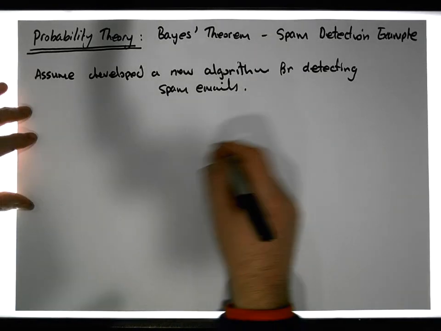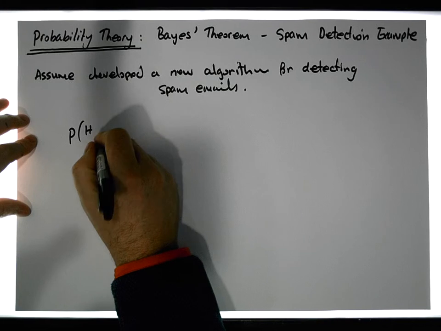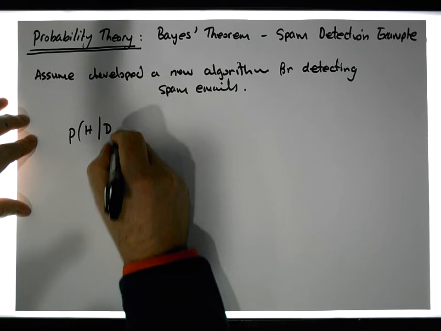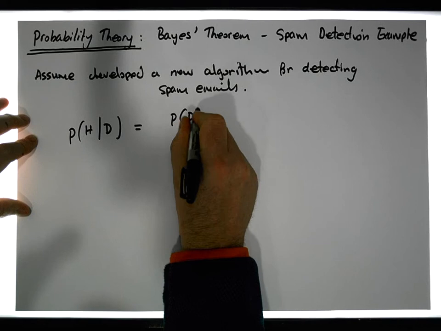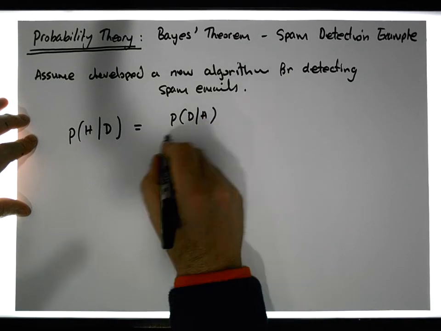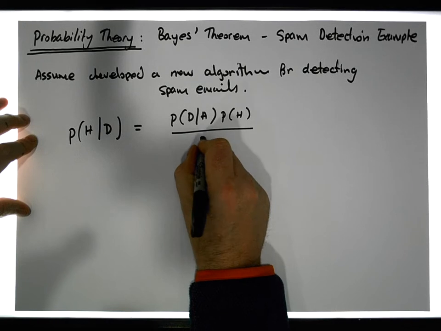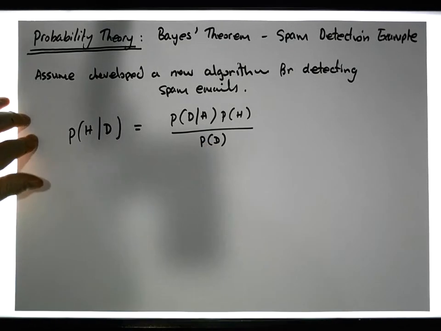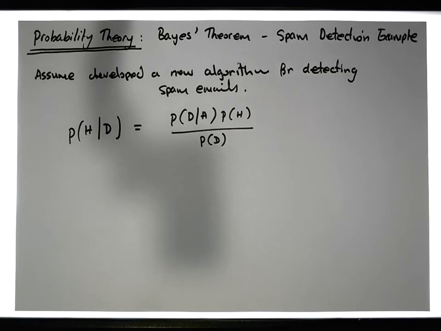Now, don't forget Bayes' theorem says that the probability of a particular hypothesis, given the observed data, is the same as the probability of the data, assuming the hypothesis is true, times the probability of the hypothesis, divided by the probability of the observed data. Okay. So we're going to change these things around a little bit.